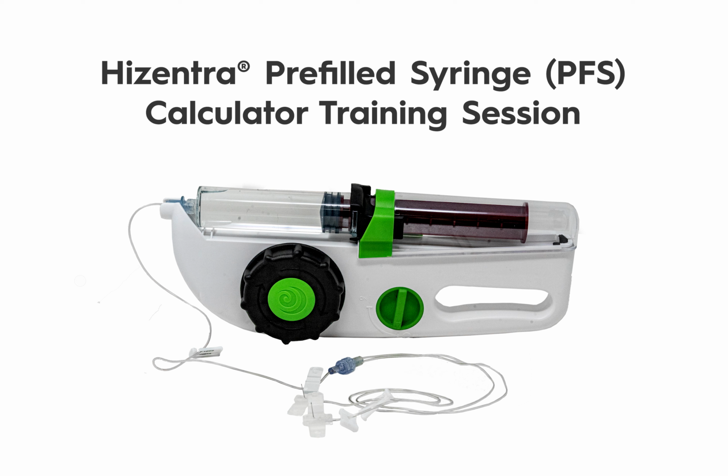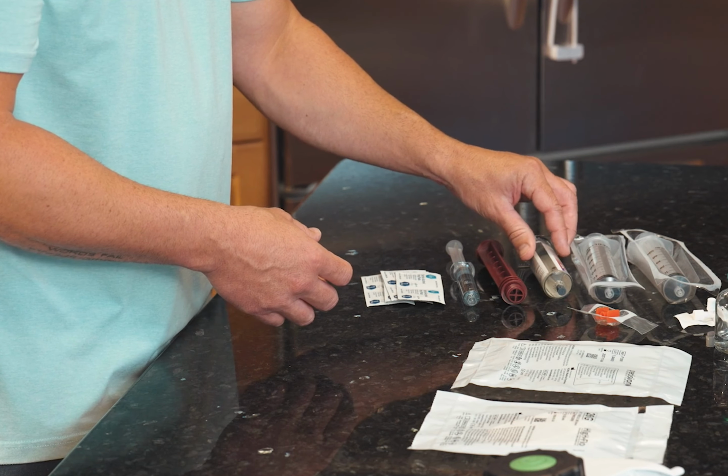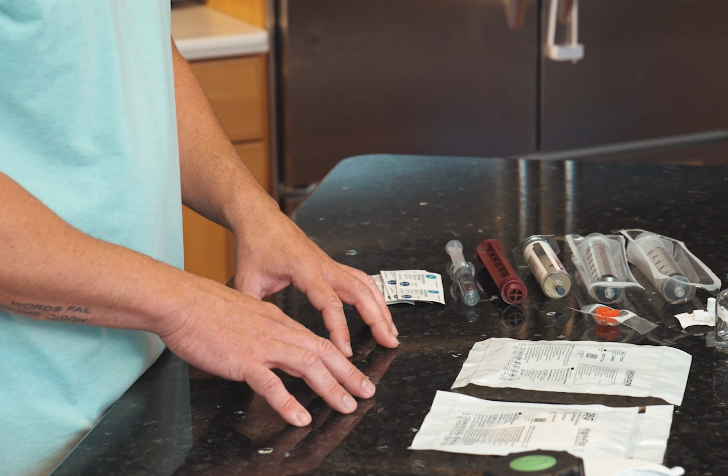Hizentra patients transitioning from vials to 50 ml prefilled syringes, or PFS, may notice a change in their infusion times and flow rates due to different syringe properties. This is not caused by the Freedom infusion system or its ancillary supplies.